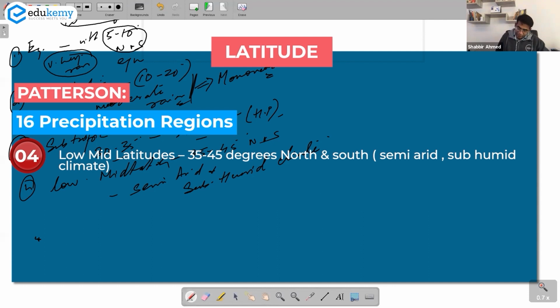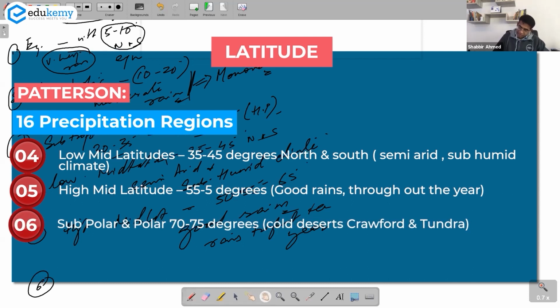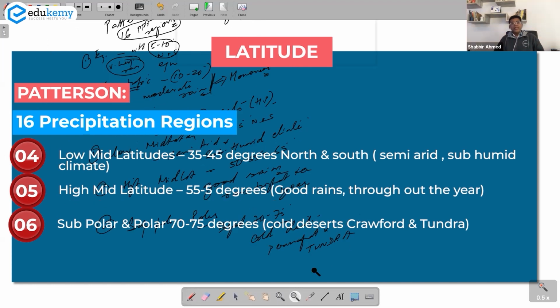Then we have the high mid latitudes, we're talking about 50-55 degrees till 65 degrees. These are areas of good rains, and rains throughout the year. Sixth is the subpolar and polar, beyond 70-75 degrees. These are cold deserts, permafrost and tundra regions. So broadly, remember this.